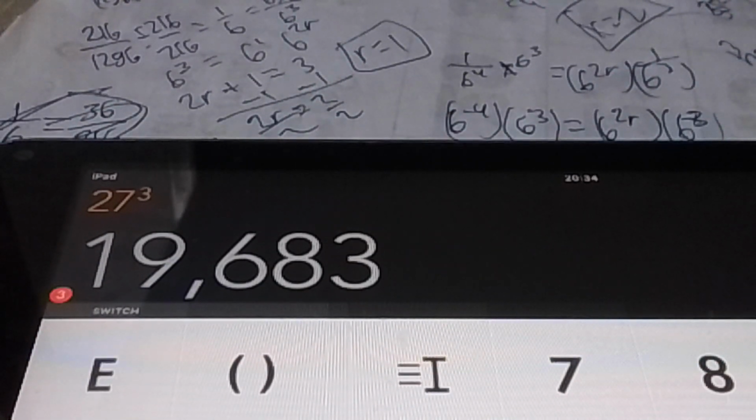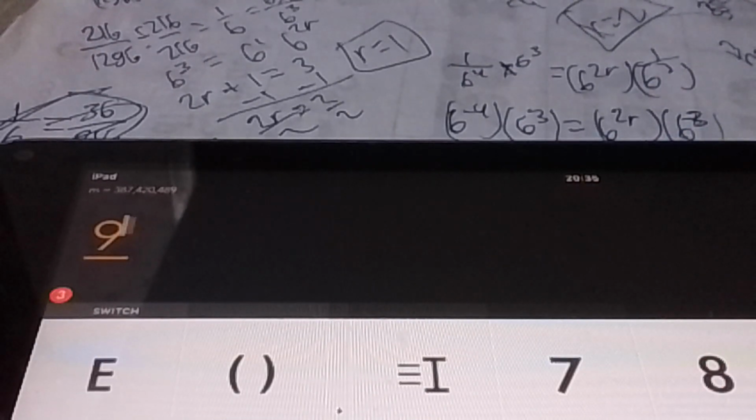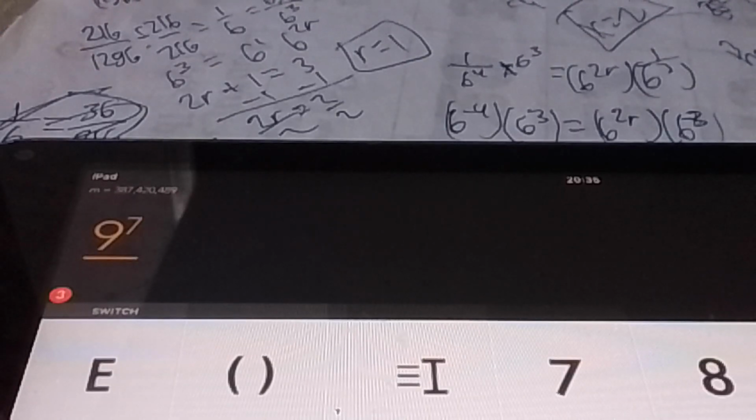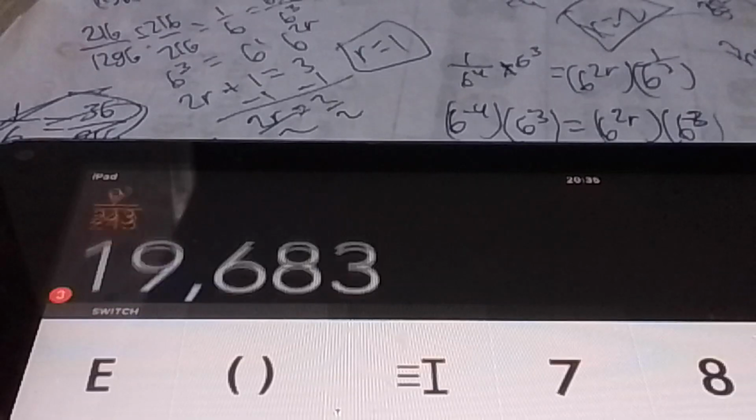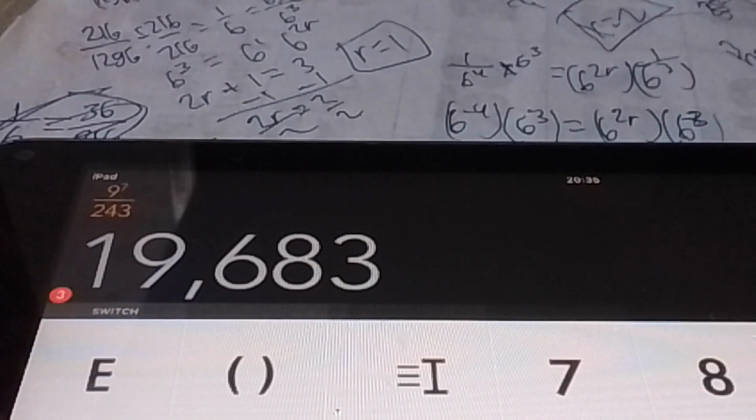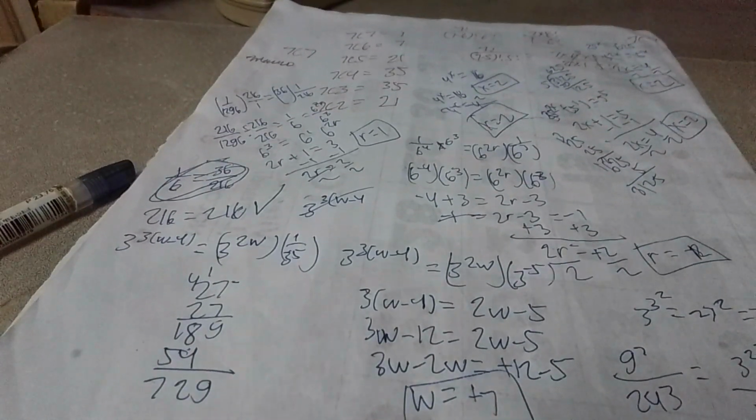9,683. That's the answer that we're supposed to get. But this one, we have 9 squared, 9 raised to the 7 power, over 243. Do we still get the same answer? Did we? Yes, and that checks. Thank the Lord. Now let's go to our next problem.